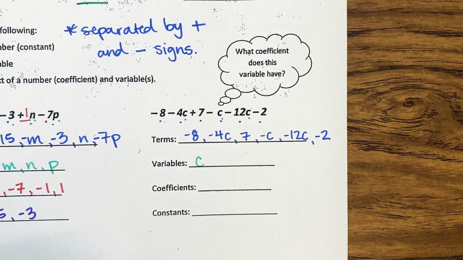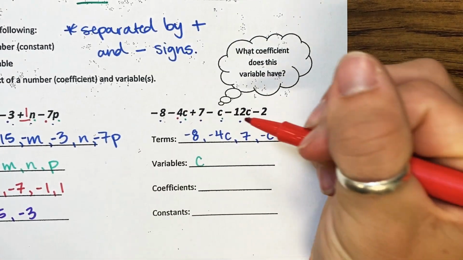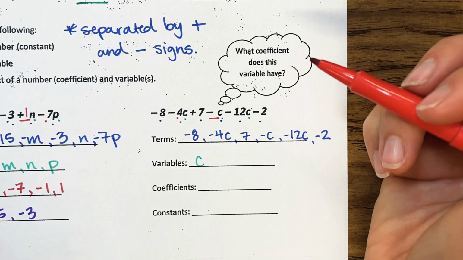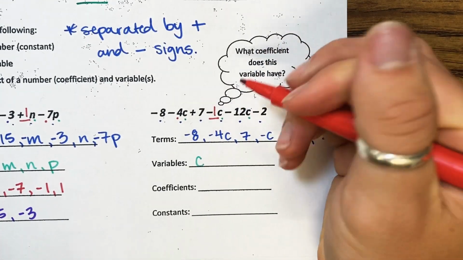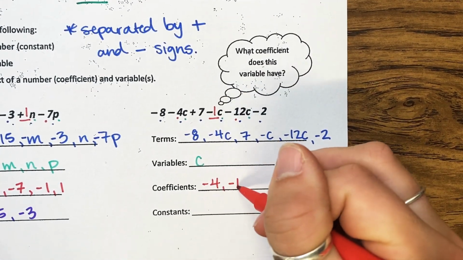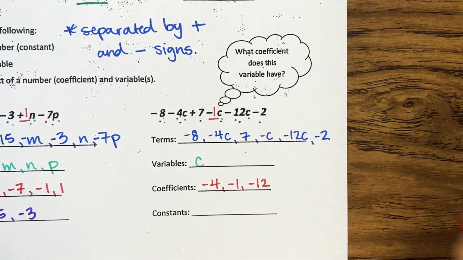Okay, my coefficients. Those are the numbers in front of the letters. So I see a negative 4. What is that variable right there, the invisible one? Negative 1 and negative 12. Negative 4, negative 1, and negative 12.